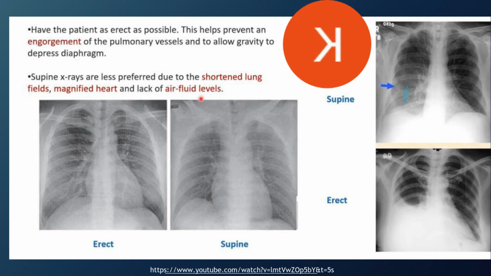So on the bottom we see a patient in an erect position, compared with a patient in a supine position, and these are chest radiographs. Looking at the supine position, we see the heart is more magnified, the lung field looks more shortened, and obviously there's a lack of air fluid levels. And then on the erect patient, you can see the diaphragm, the costophrenic angles, the heart, and then the entire lung field.